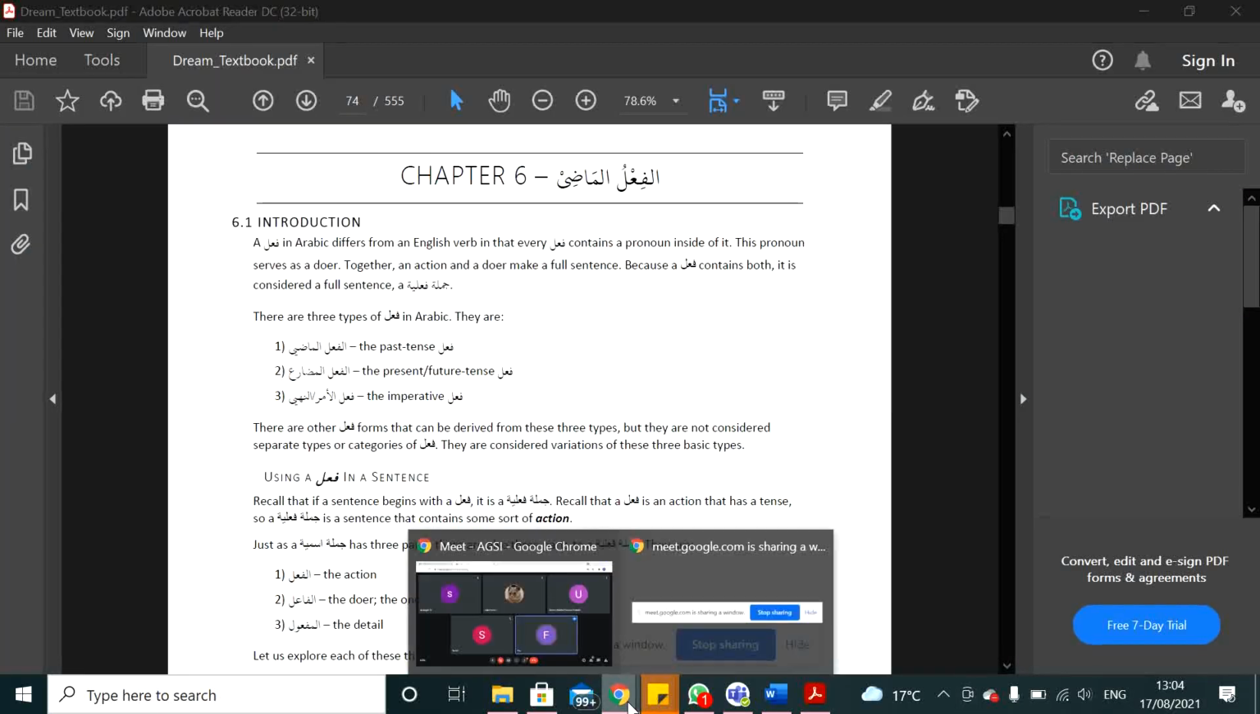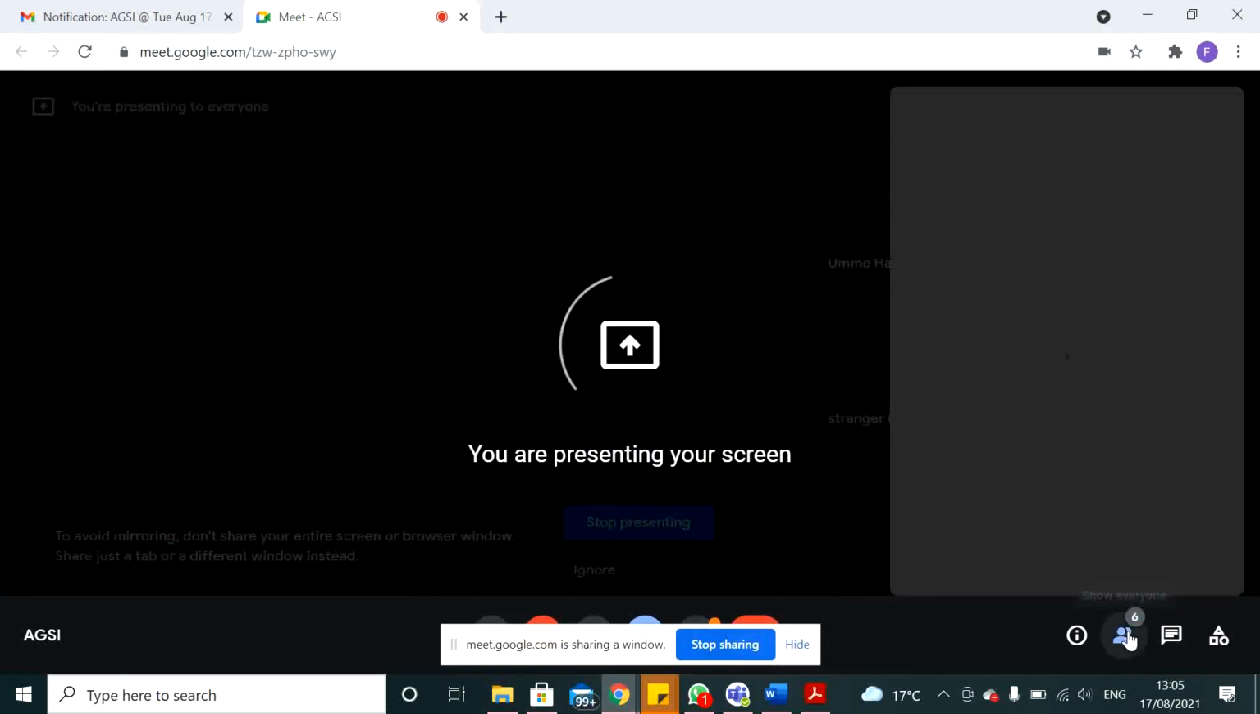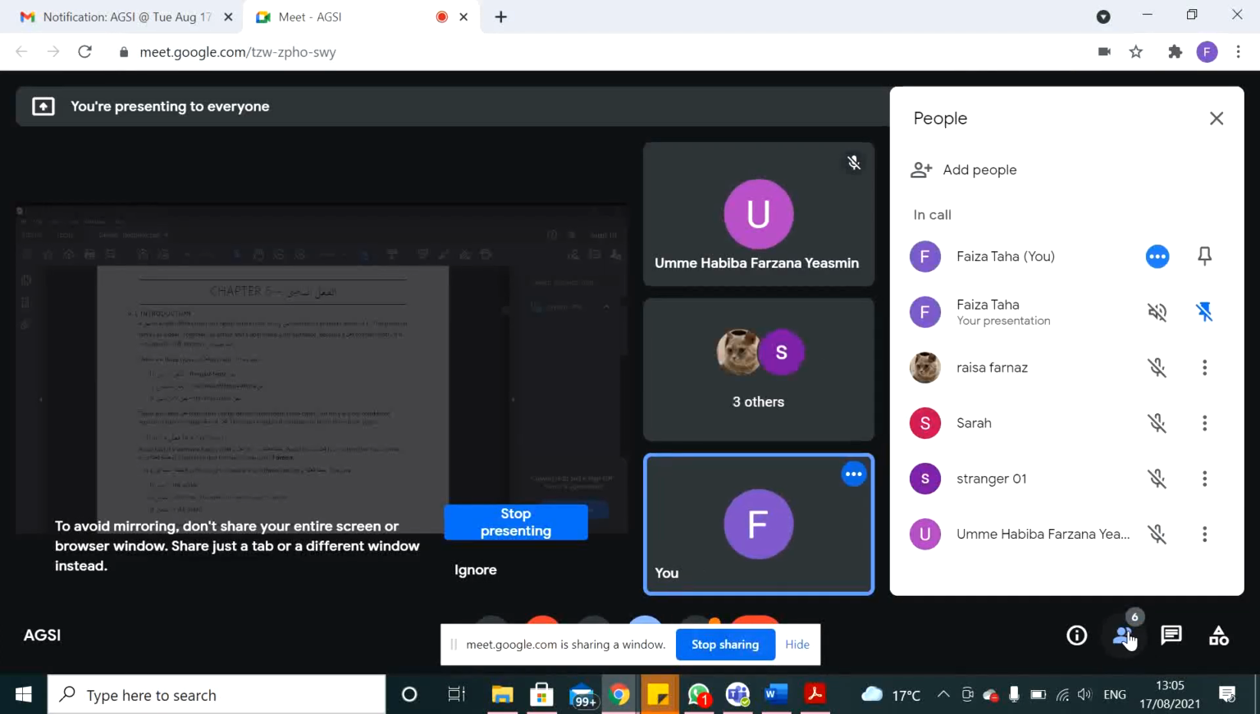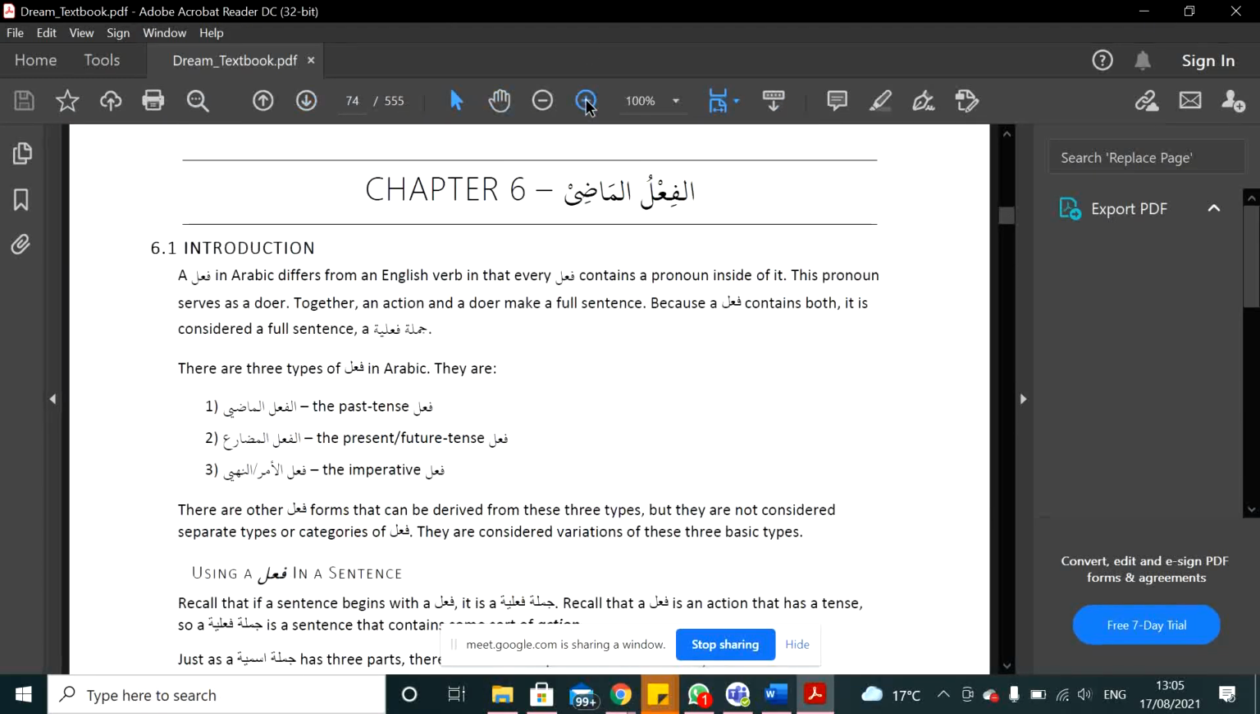And I want one of you to read. Who should I start with? Sister Raisa, I want to start with you. Can you see my screen? Is that readable? Yes, I can see it. Let me just zoom it a bit. Can you please read from the introduction?